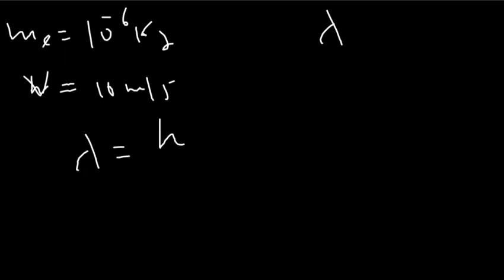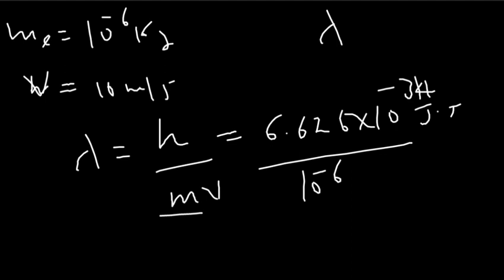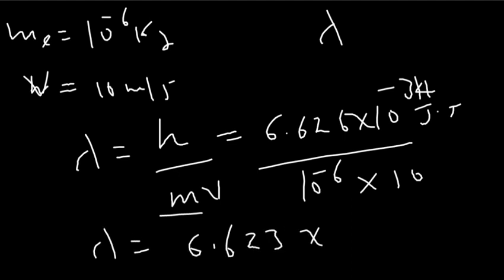Wavelength, which is equal to Planck's constant over mass times velocity. Planck's constant is 6.626 times 10 to the power of -34 joule second, divided by 10 to the power of -6 kilogram mass, multiplied by velocity 10. Dividing this, wavelength is equal to 6.626 times 10 to the power of -29.